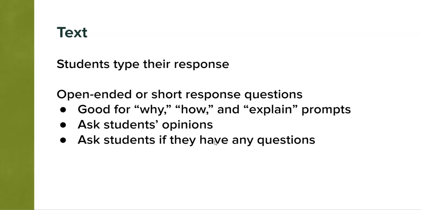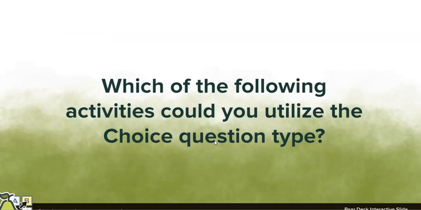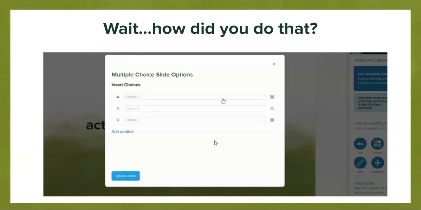Hey, are there any questions that you have? Is there any misunderstanding? Multiple choice, pretty simple, pretty easy. You don't always have to display the answer choices on the screen. You can ask the question, and then on a separate side, put what the different answer choices are. So, for example, on this one, right? Which of the following activities could be utilized for choice questions? So, for me, this is how I do it. I would click on where it says choices over there, and I would type different types of multiple choice.